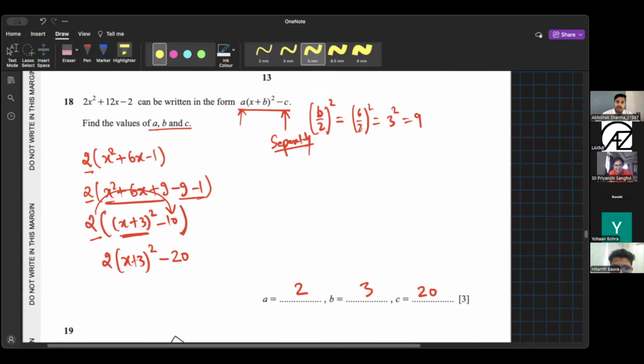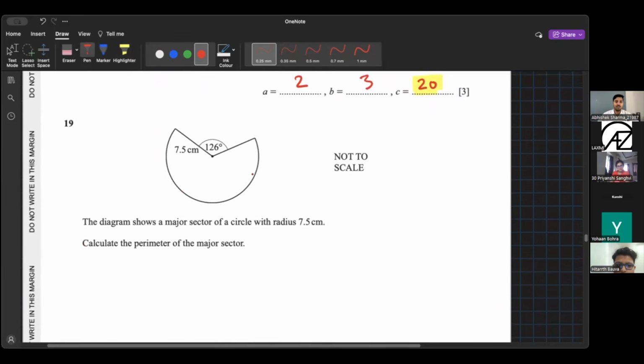Because we have to write it in this form. That is our agenda. So we will follow exactly the form that is given to us. So 2, 3 and 20 is the answer. Common error: it is written minus 20, and kids write minus 20 directly here. But the minus is also there in the form. So the value of c is only 20 and not minus 20. Clear? Yeah. Let's move on to question number 19 now.